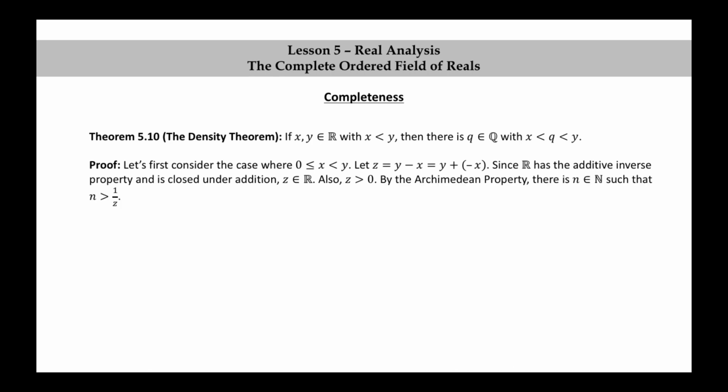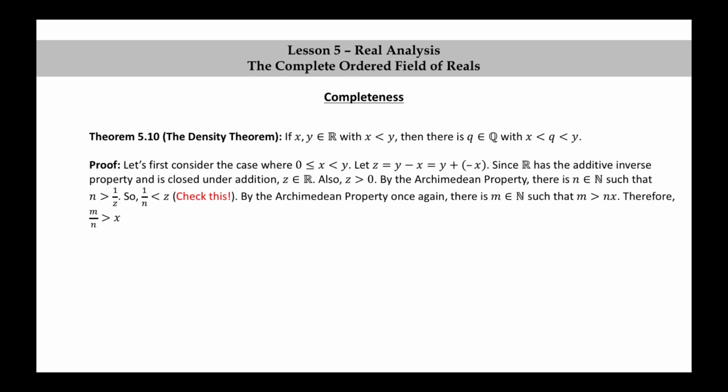By the Archimedean property, there is a natural number n such that n is greater than 1 over z. So 1 over n is less than z. You may want to check that these two inequalities are equivalent. By the Archimedean property once again, there is a natural number m such that m is greater than nx. Therefore, m over n is greater than x. And once again, you may want to check that these two inequalities are equivalent.